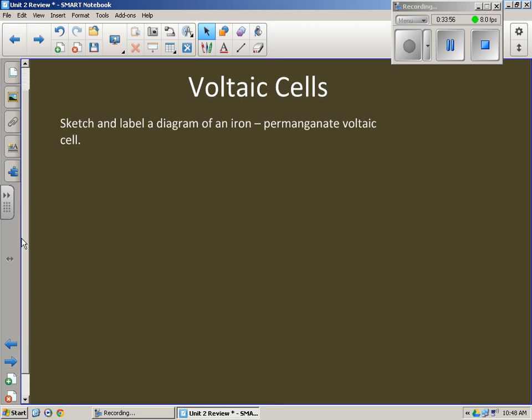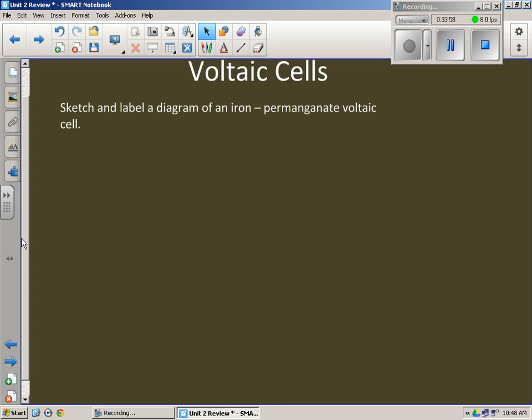So, Voltaic cell, okay, it says sketch and label a diagram of this. When we talk about Voltaic cells, we have to think about, right, still that data booklet, still the table. We have to think about what's all the stuff that I have here, what is possibly gaining electrons, what's possibly losing electrons.